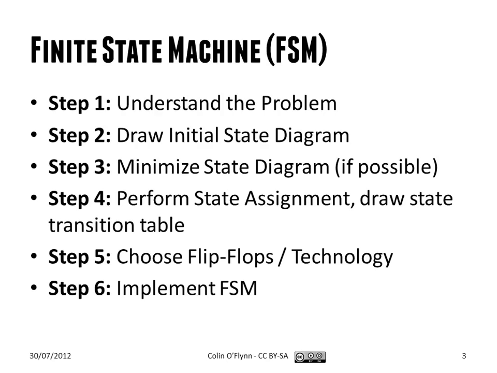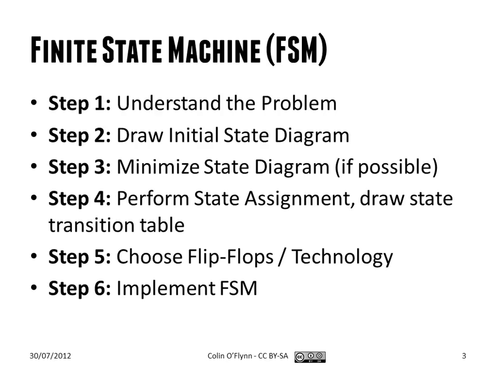You perform the state assignment, which is to say state 1 is 100, state 2 is 101, or whatever you're using. Frequently, we'll just use binary, so the first state is 000, the next state is 001, etc. And with that, you can draw the state transition table, which is to say if you're in state 000, the input's 1, you move to state 100, whatever.